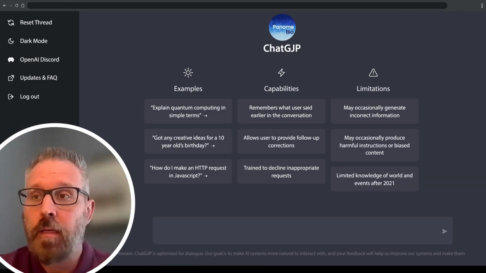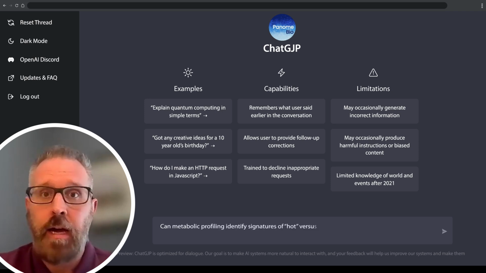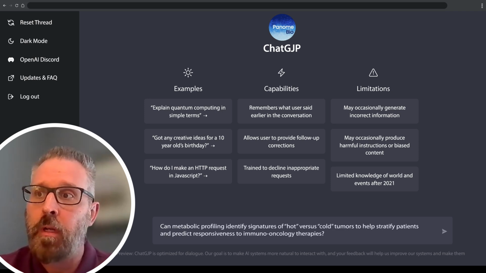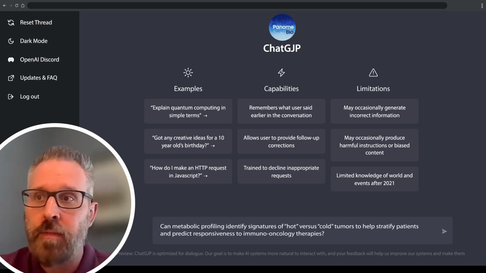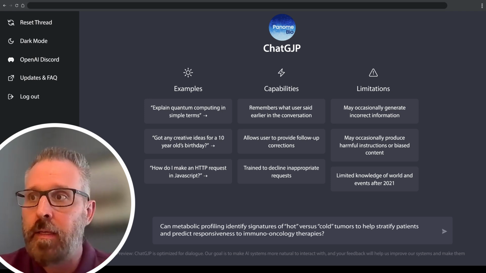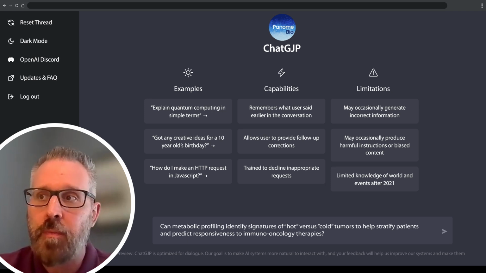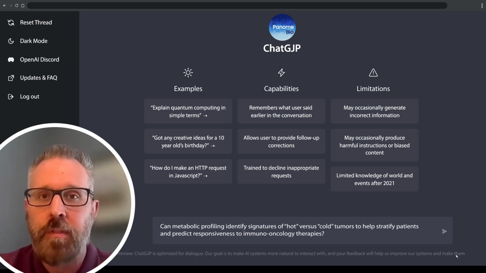No, that's great. The other question that I commonly get is, it's a common term in immuno-oncology, they use the term for a tumor as being hot or cold in responsiveness to immunotherapy or not. Have you seen similar metabolic signatures for hot or cold tumors that could be used for stratification purposes?